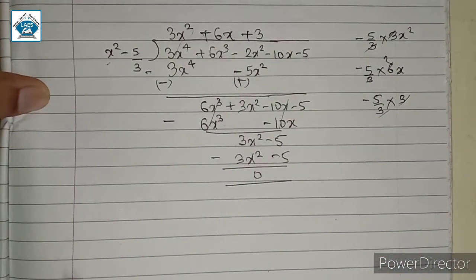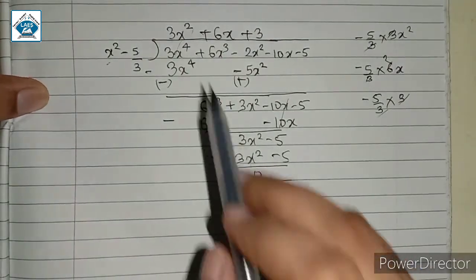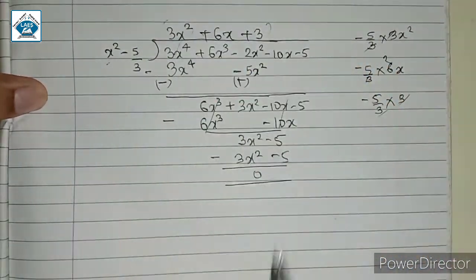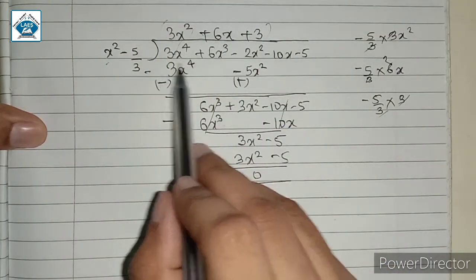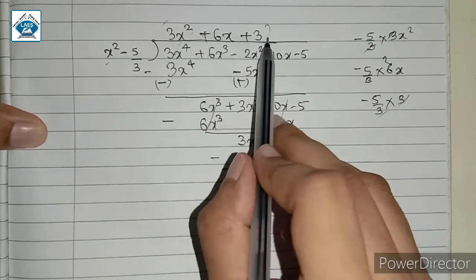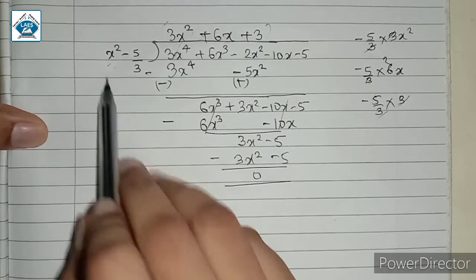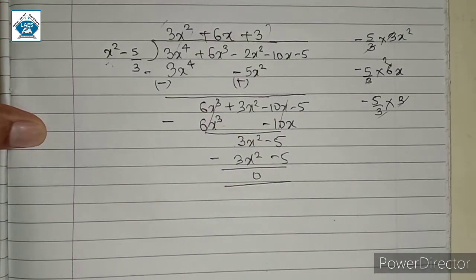So as we know, this is a factor, the remainder is 0. Now we have another polynomial which is quadratic. So we can write this polynomial as the product of quotient and divisor, and since remainder is 0, plus 0.